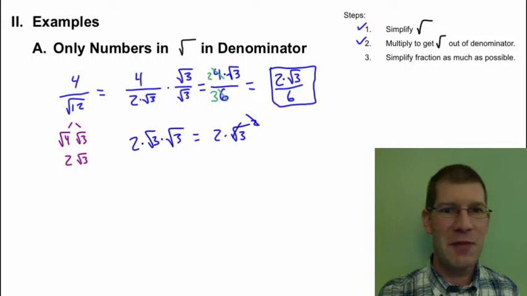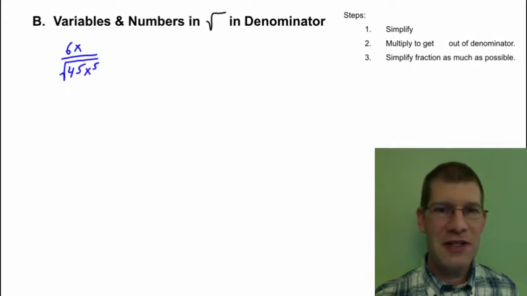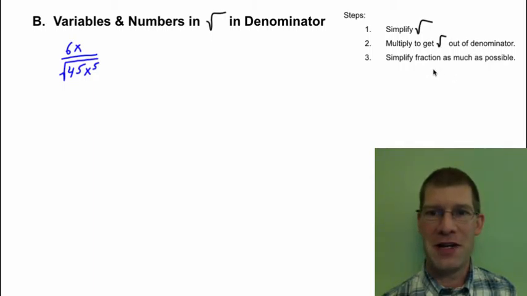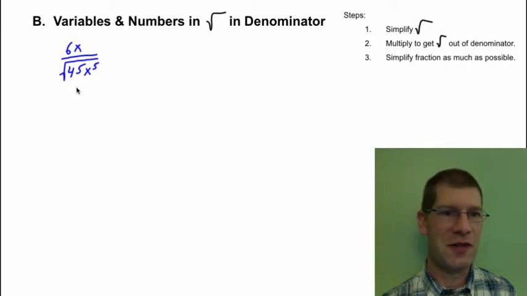Alright, so that's the example. What do you do when you just have numbers? If we have variables, there's a little bit more steps to it, but it's really the same sort of thing. So let me add here. So first we're going to simplify the radical, multiply to get the radical out of the denominator, and then simplify the fraction as much as possible. So simplifying my radical there.